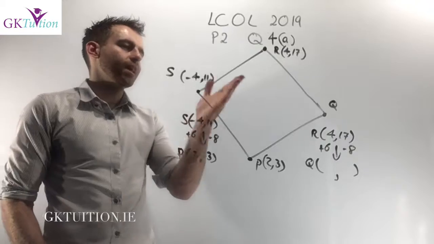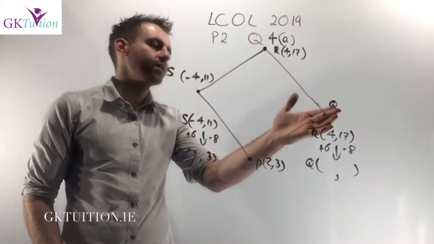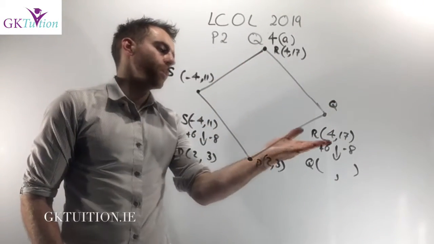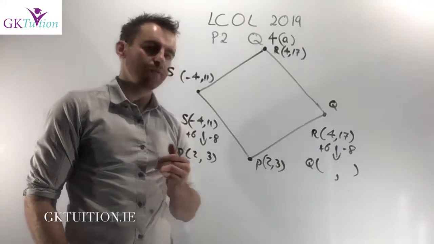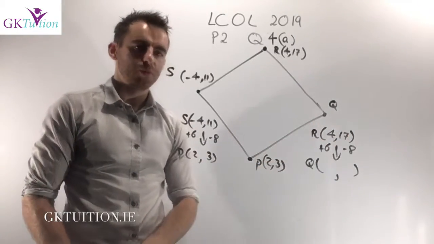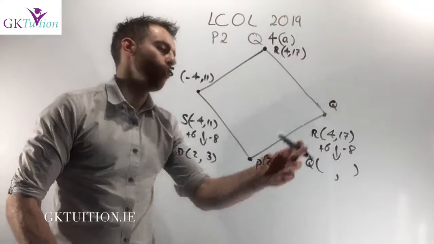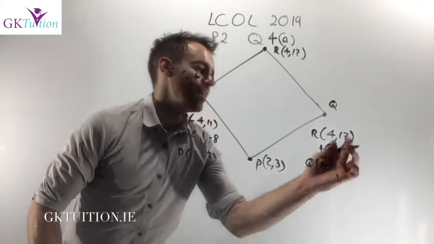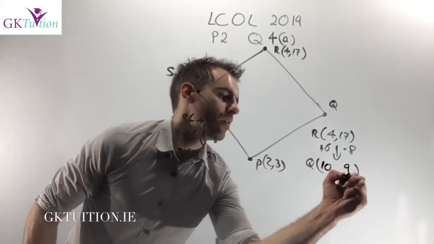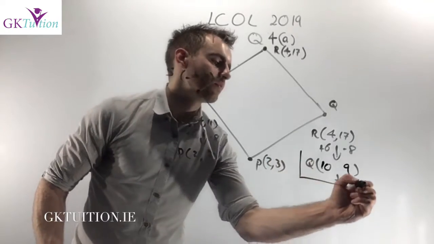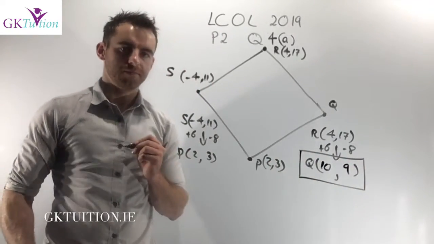I want to go the same distance and direction from R to this unknown. In other words, I want to add 6 to the x value of R and subtract 8 from the y value of R. So 4 plus 6 gives me 10 and 17 minus 8 gives me 9, which means that the coordinates of Q are (10, 9).